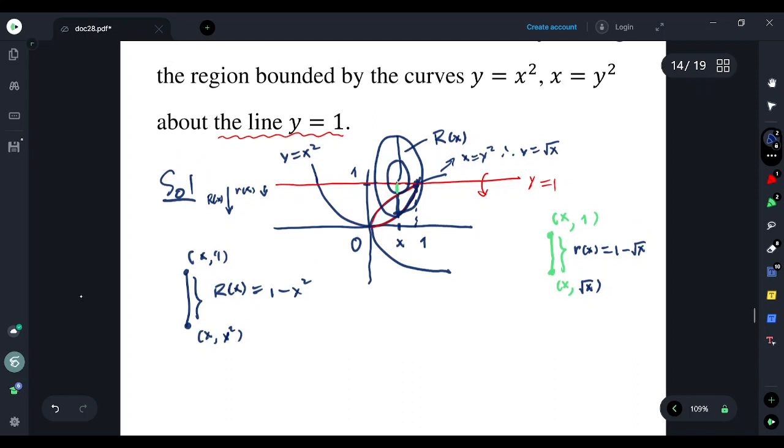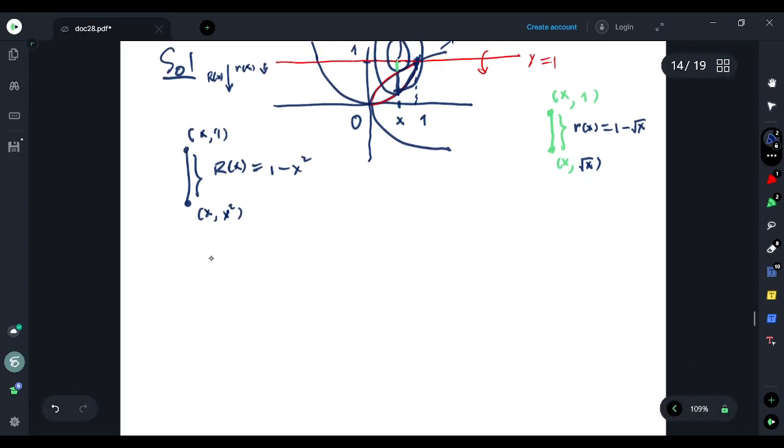Okay, so we identify the larger radius and smaller radius for the washer. Now we can plug into the formula. Volume of washer is integrate, in this figure, from 0 to 1, and pi multiply larger radius square. So we have this square and smaller radius square.